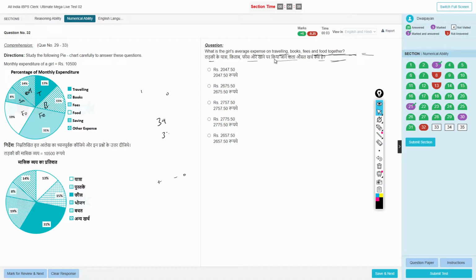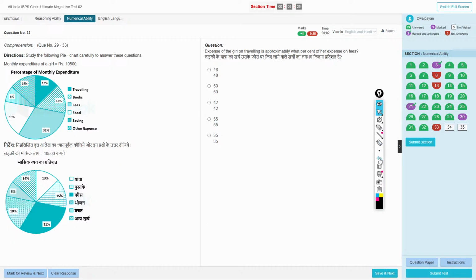What is the average expenditure on traveling, book, fees, food? Traveling, book, fees, food. So all these four. So only 22% remained. So 78% by 4 is equal to 29. No, no, no. Definitely not. 19.5%. So 105 into 200 would have been 210, but less than that. Only this option.